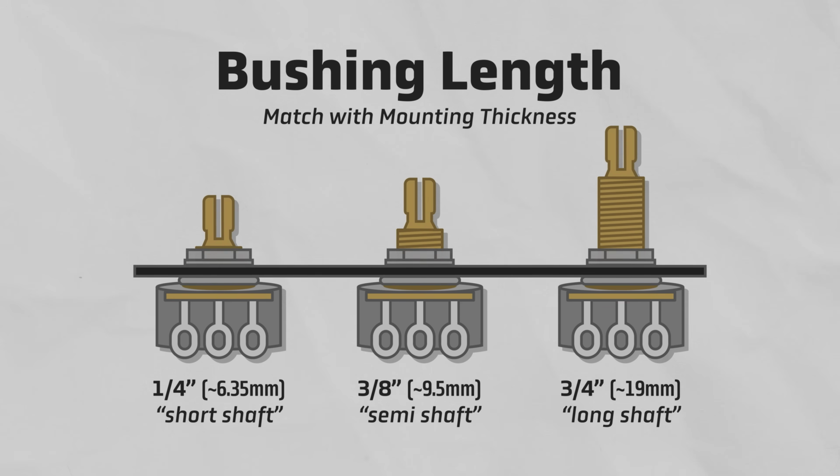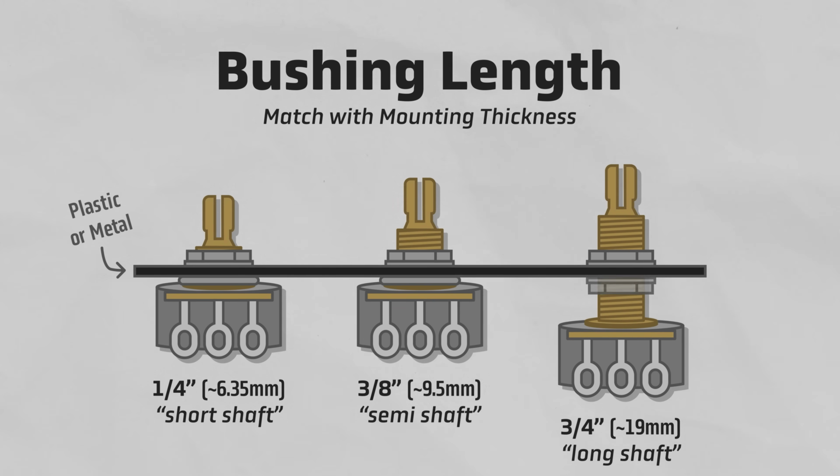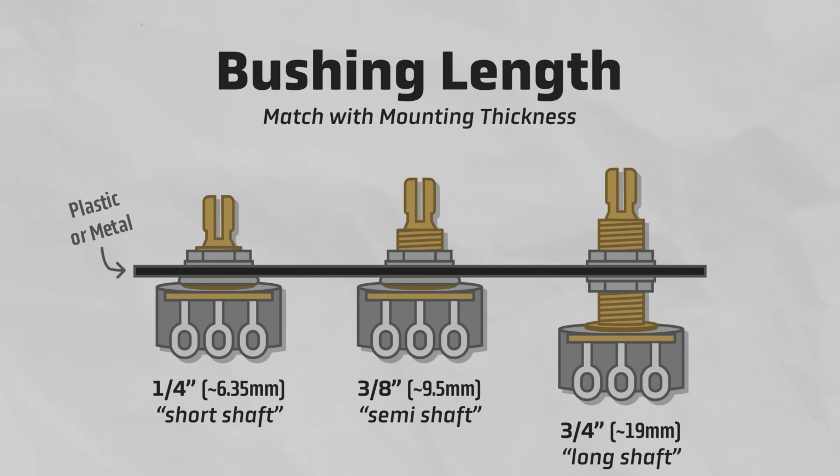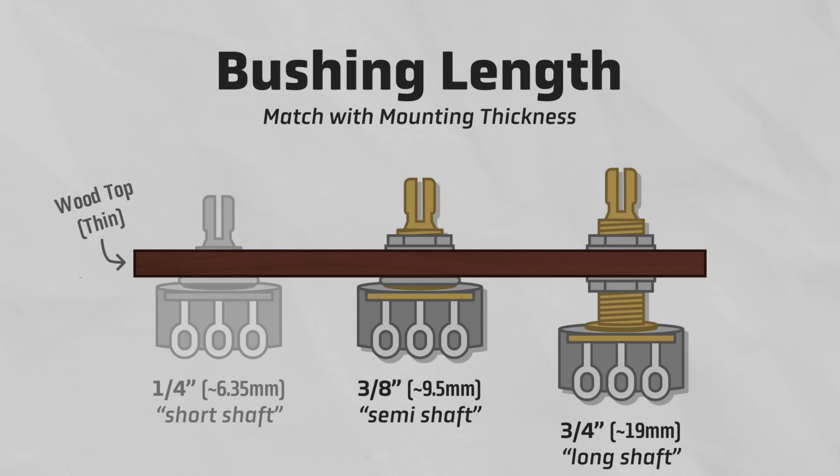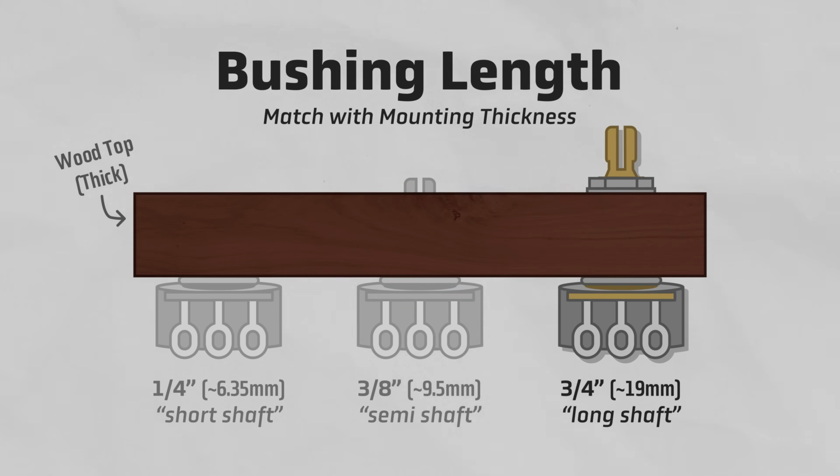If your pots are mounted to a pickguard or metal control plate, then the short or semi-bushing lengths should work great. You could technically use long shaft pots on these, but I don't see why you would. However, if your controls are wood-mounted on a guitar like a Gibson SG, then you'll likely need a longer bushing on your pot. Finally, if you've got a guitar with a thicker wooden top, like a Les Paul, then you'll definitely need to go with long shaft pots.